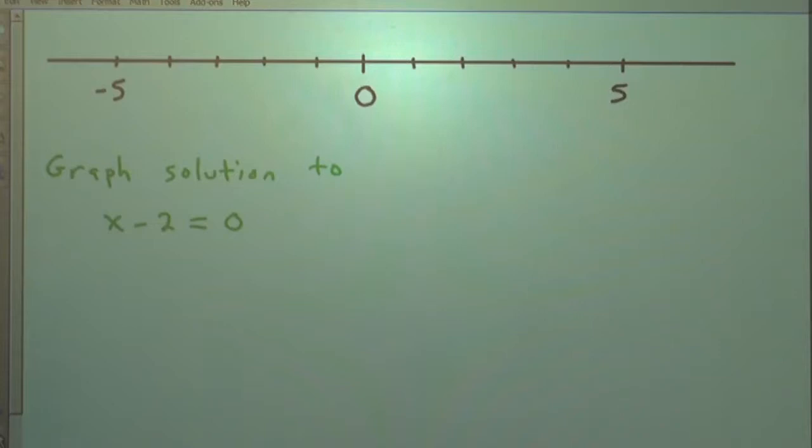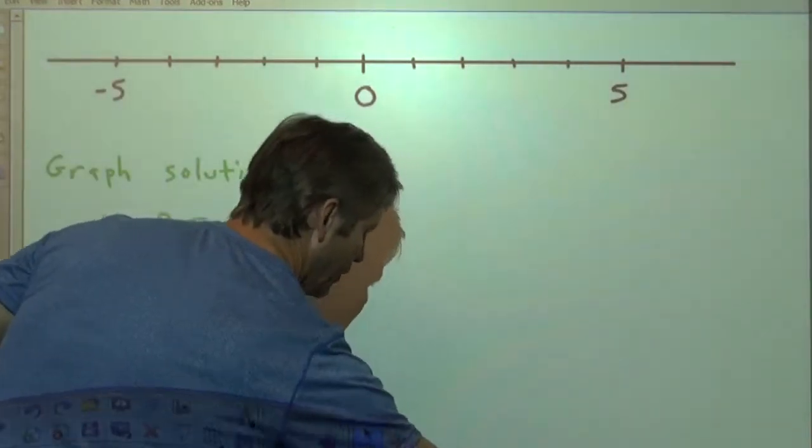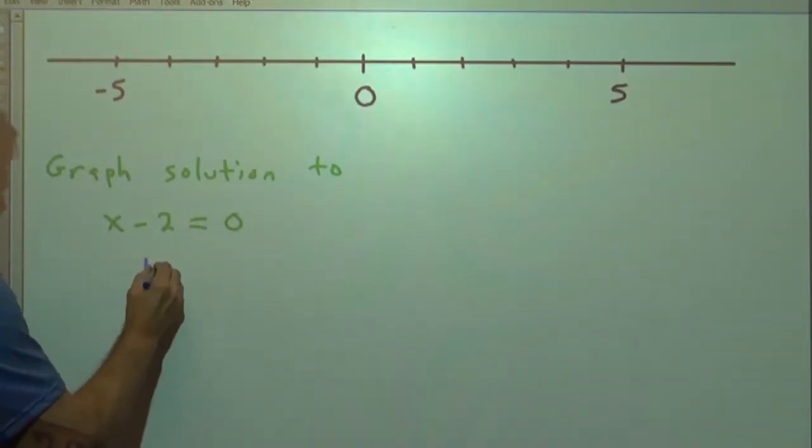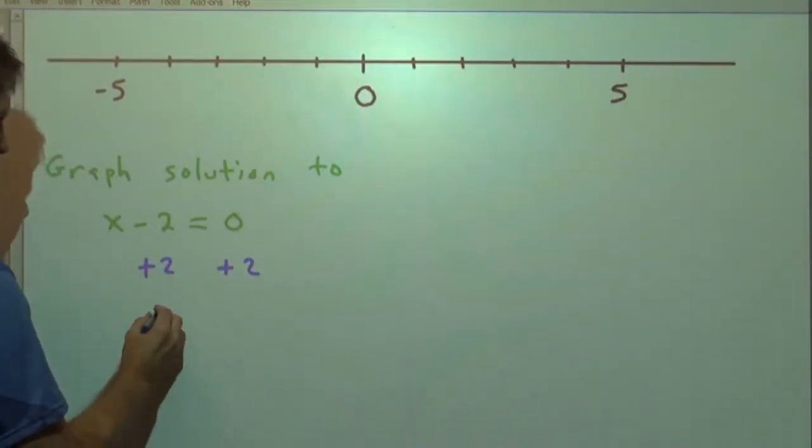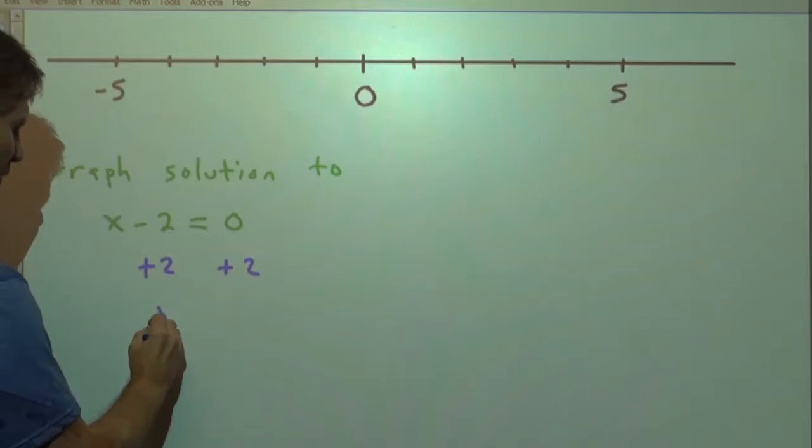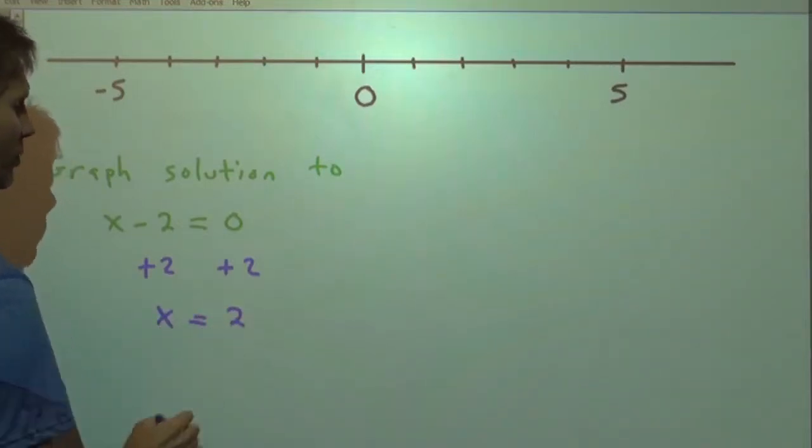Okay, now graph the solution to x minus 2 equals 0. Well, if we use some good math, the addition property of equality, then we're going to end up with x plus 0, which is just x equals 2.